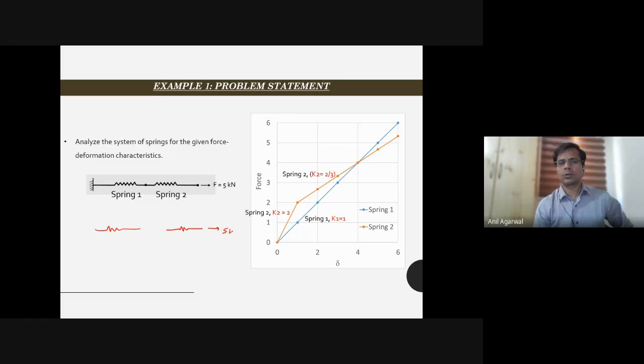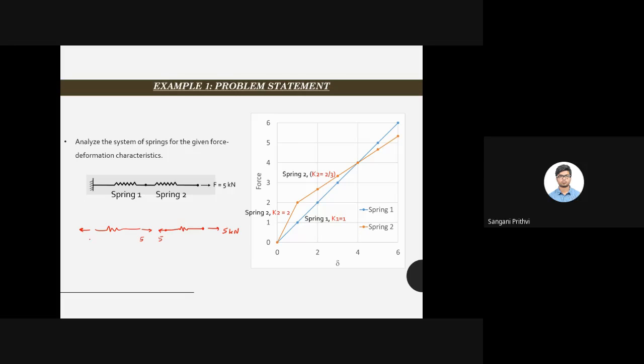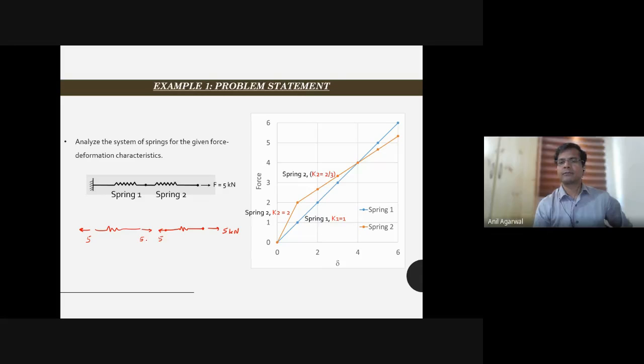So you have 5 kilonewton load acting. Since the 2 springs are in series, what will be the force in each spring at the time of equilibrium? 5 kilonewton, right? Right. So each spring is carrying 5 kilonewton. Because they are in series, they have to both carry the same force. If they were in parallel, both of them would have the same deformation.